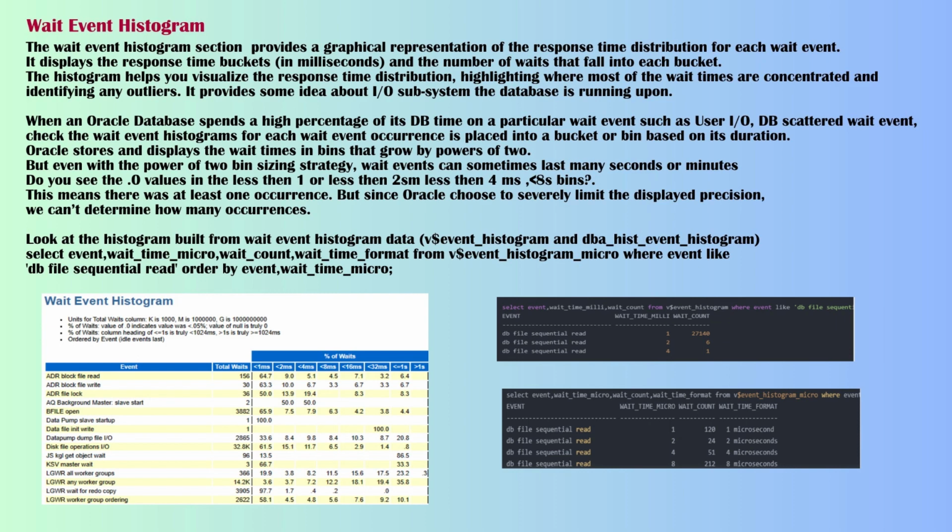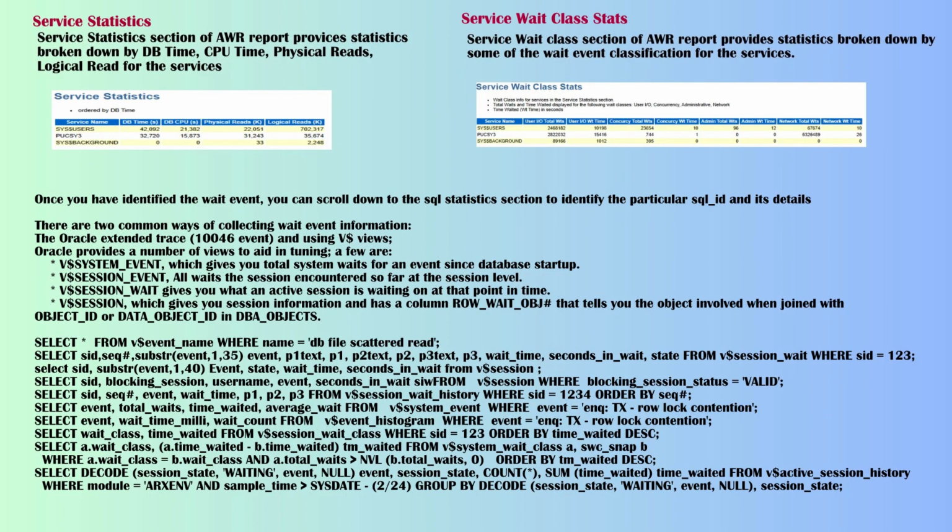The Service Statistics section of the AWR report provides statistics broken down by DB time, CPU time, physical reads, and logical reads for the services. The Service Wait Class section of the AWR report provides statistics broken down by some of the wait event classification for the services. Once you have identified the wait event, you can scroll down to the SQL Statistics section to identify the particular SQL_ID and its details.